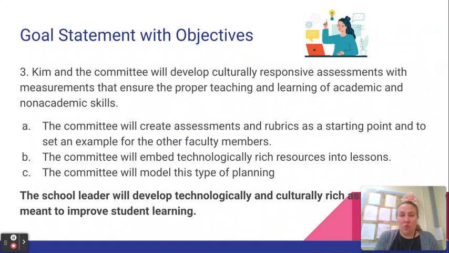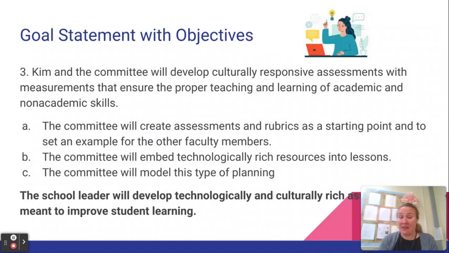Next has to do with working with the actual curriculum and with the committee. So Kim and the committee will develop culturally responsive assessments with measurements that ensure the proper teaching and learning of academic and non-academic skills. Throughout this course, we've seen the importance of having prepared rubrics or measurements to help with student learning. So in this situation, the committee can start creating assessments and rubrics as a starting point and to set an example for the other faculty members. They don't need to decide everything, but at least, like I said before, model what works and what doesn't.